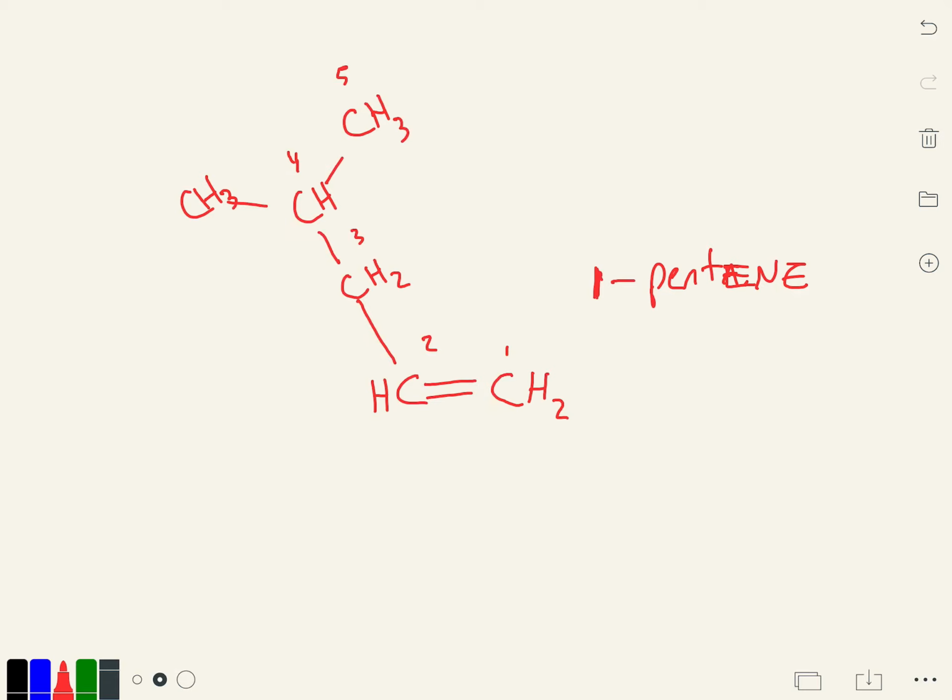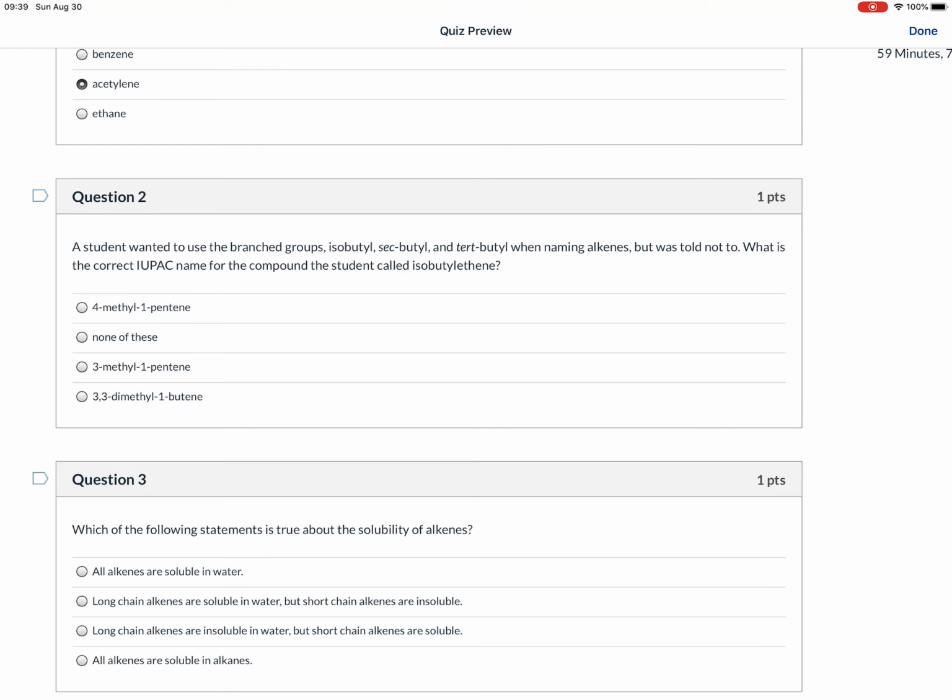And then we have a branch on the number 4. And it looks like that is a methyl. Right? This branch on the number 4, 5 carbons long, a number 1 for our double bond. So 4-methyl-1-pentene would be the proper name for what the student is calling isobutyl ethylene, or isobutyl ethene.